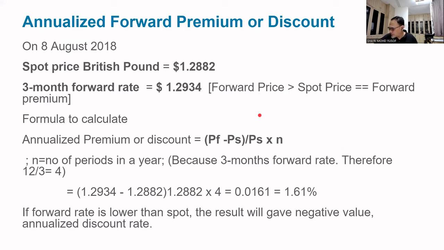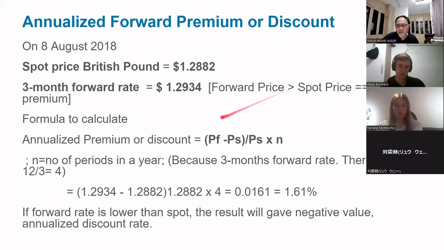Any questions? Do you understand this? This is just a straightforward calculation given by this formula, which is the annualized forward premium or discount. In this case, it is a forward premium.